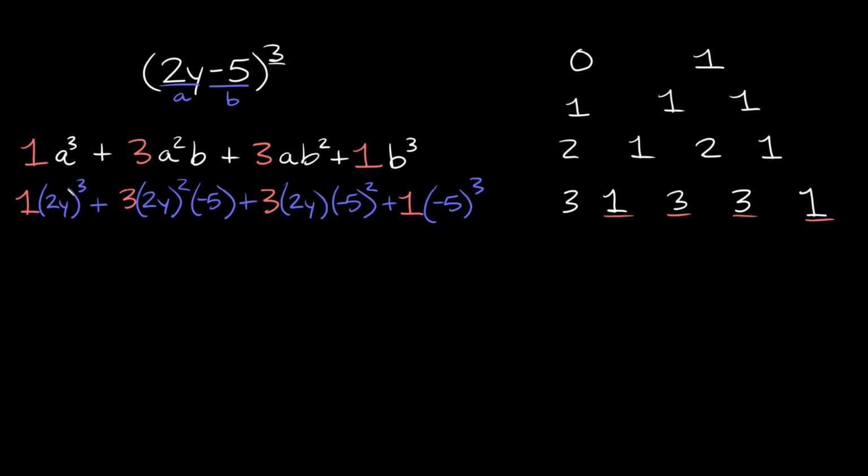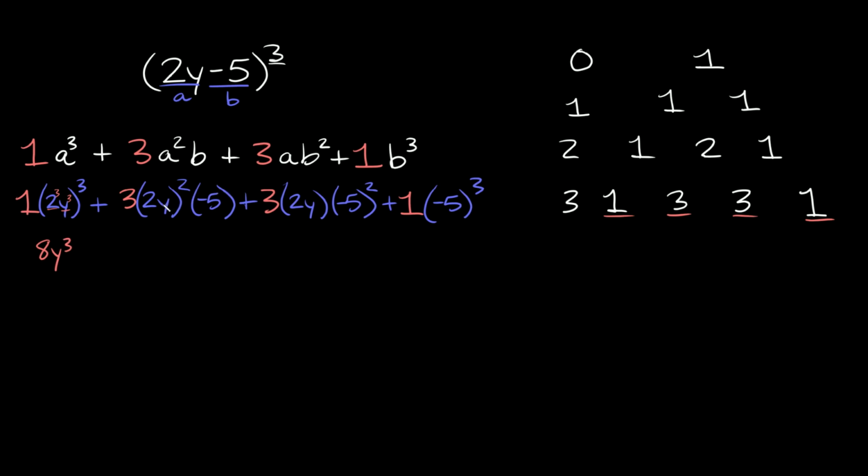Okay, so simplifying this one first, here we have 2y raised to the third power. This exponent, you apply to both of the terms in here, to the 2 and to the y. So we're going to basically have 2 cubed times y cubed. 2 cubed is equal to 8, so we're going to have 8y cubed. And 8y cubed times 1 is just 8y cubed. So that stays like that.